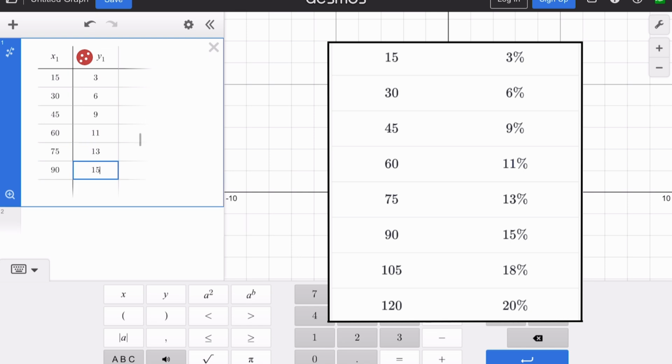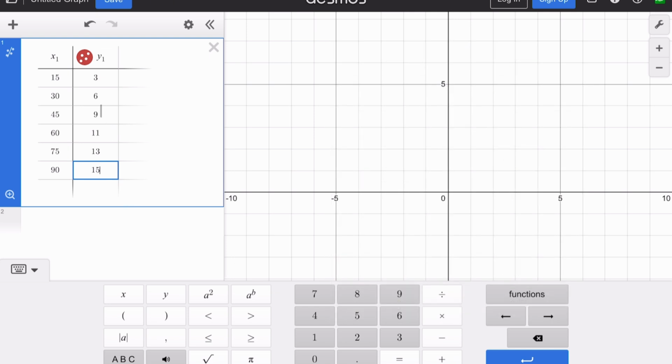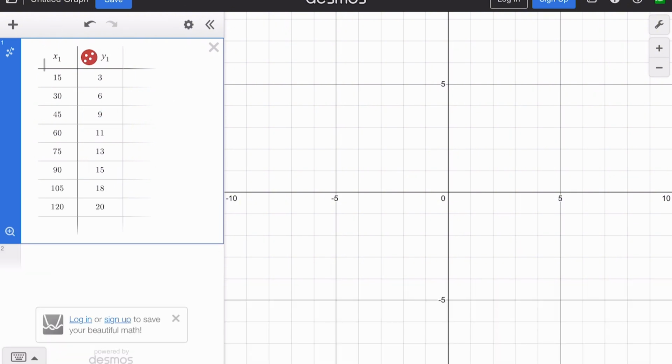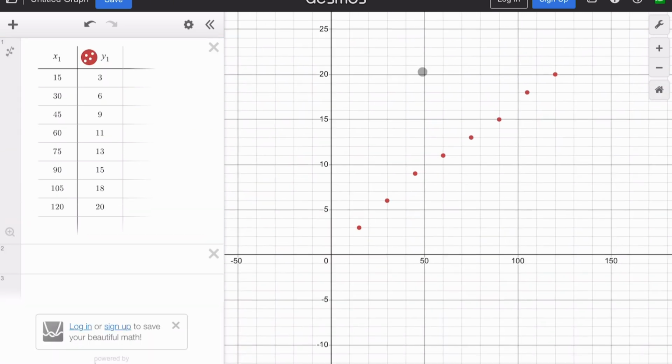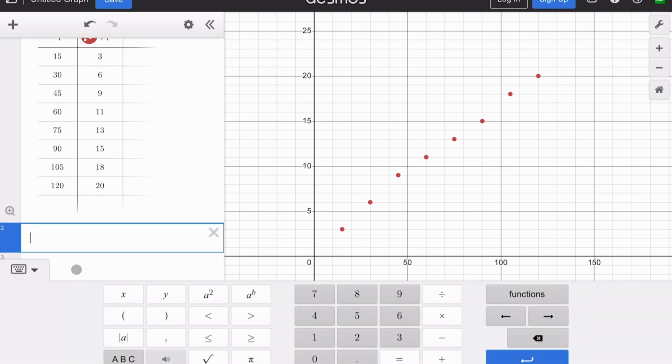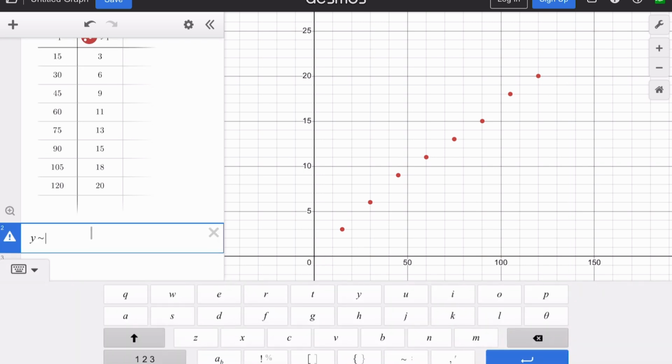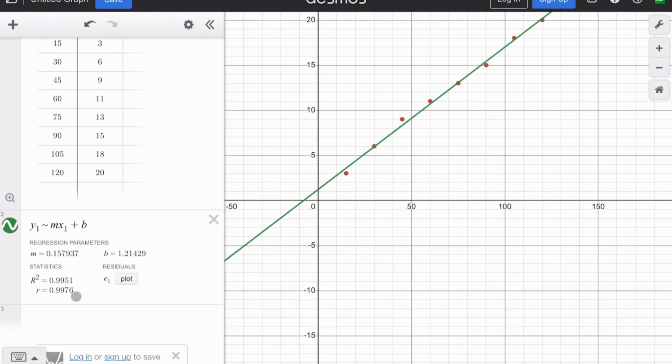So it seems like this percentage is kind of adding 3 each time, except for right here: 9, 11, 13, and 15, that's adding 2. Okay, so now that we put it in, we can zoom fit to see the graph. So it seems linear, so let's make a linear equation with, instead of equal, approximately, so we can find out the equation. And also at the statistics section, we can see how well it fits. So this is like 99%.